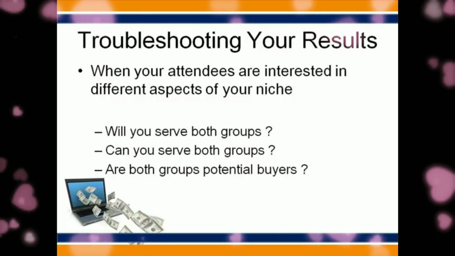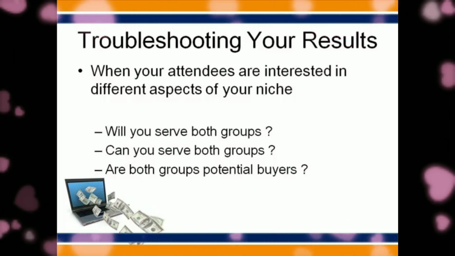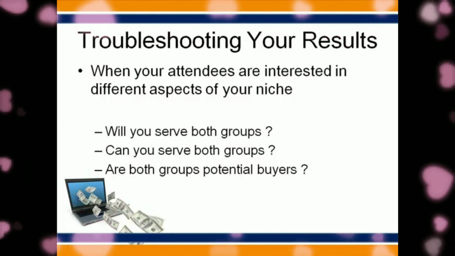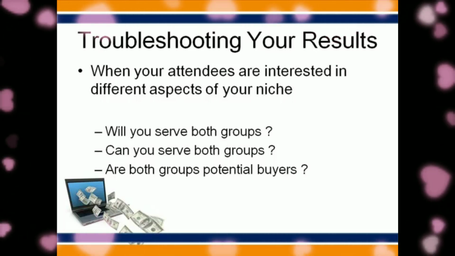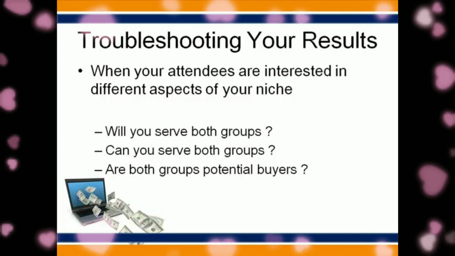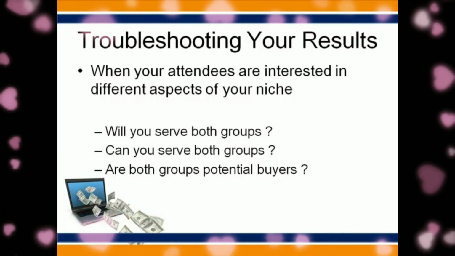Troubleshooting your results. But what happens if your research seems to bring conflicting results? For example, you discover that your target audience seems to firmly split into two distinct groups. A wants to know all about one aspect of your niche, while B is strictly concerned with another. This is the point where you will need to decide, are you going to serve both groups? Can you serve both groups? Are both groups potential buyers? Will they open their wallets in the future for the sort of information or product you plan to sell?